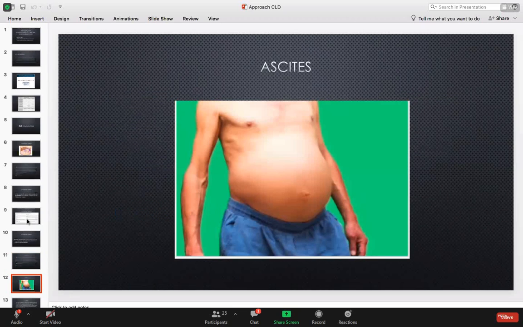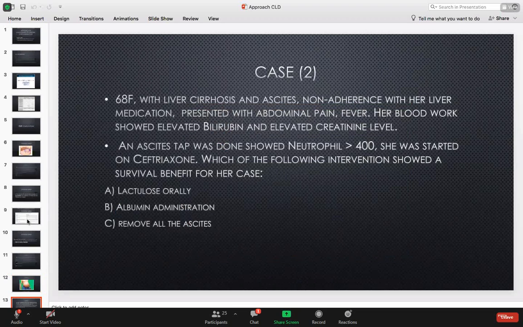Okay, ascites. For those who have never seen ascites, this is a good example for it. You have a 68-year-old with liver cirrhosis and ascites. He is non-adherent with her medication, presents with abdominal pain, fever. Her blood work showed elevated bilirubin and elevated creatinine. Ascites tap was done, showed neutrophils more than 400. She was started on ceftriaxone. Which of the following interventions showed a survival benefit in her case?